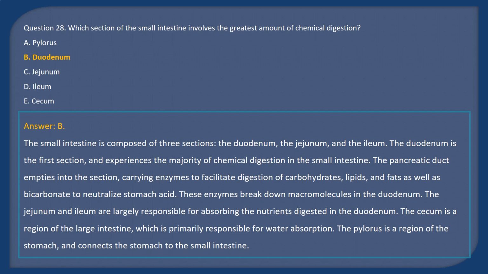The jejunum and ileum are largely responsible for absorbing the nutrients digested in the duodenum. The cecum is a region of the large intestine which is primarily responsible for water absorption. The pylorus is a region of the stomach and connects the stomach to the small intestine.